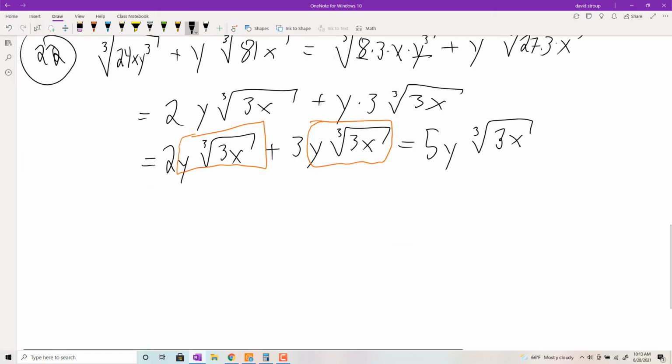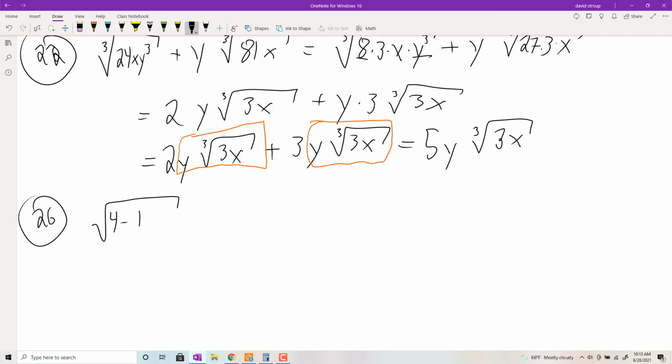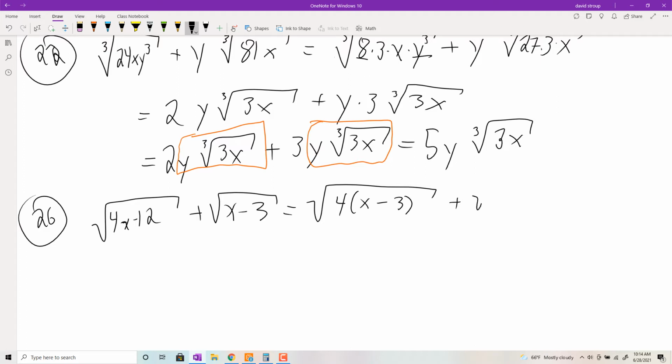Let's look at one that has binomials in it. So I have the square root of 4x minus 12, rather. Sorry. Plus the square root of x minus 3. Okay, so that first guy I could factor out 4. I get x minus 3 here, plus the square root of x minus 3.